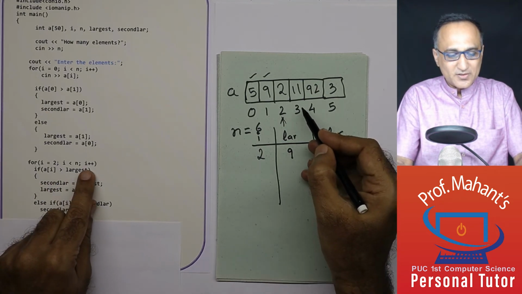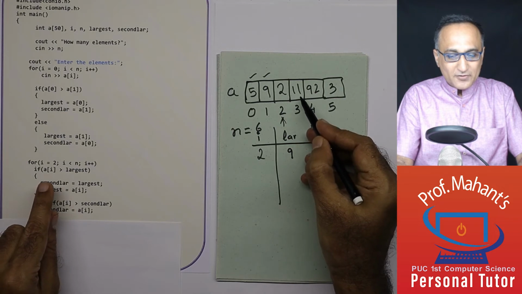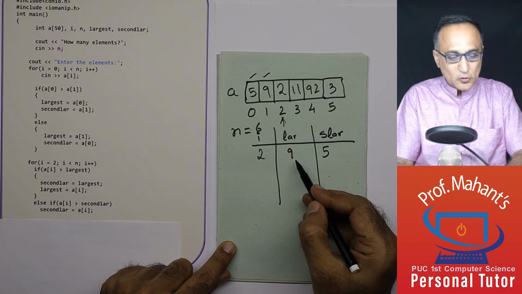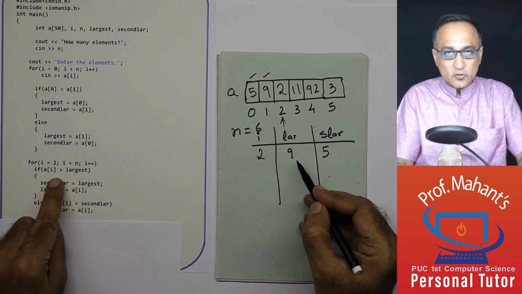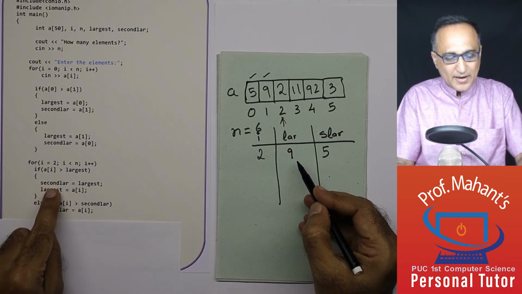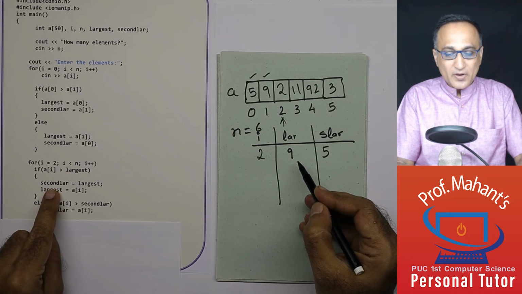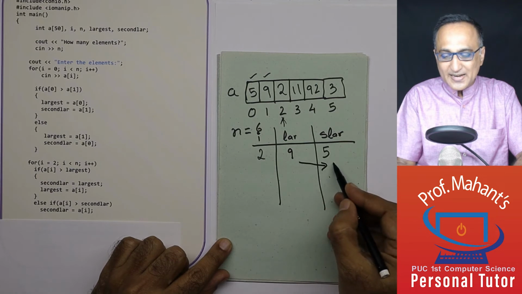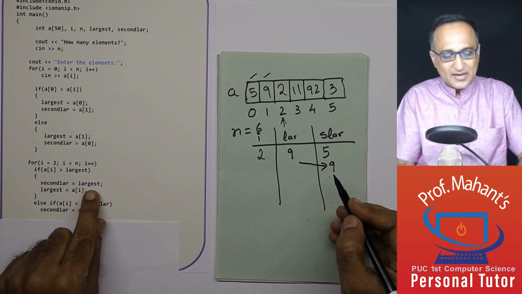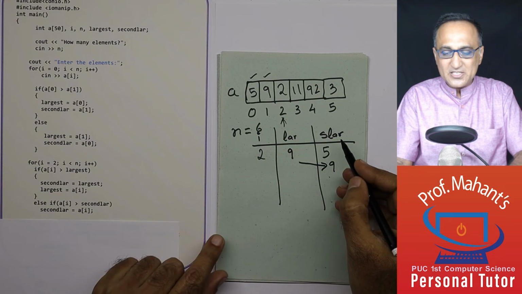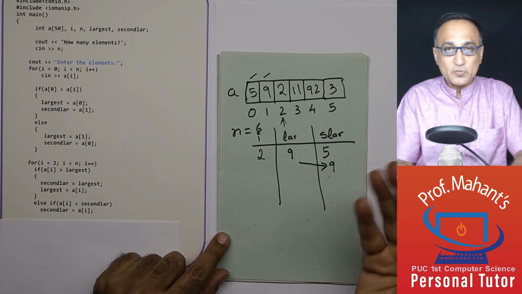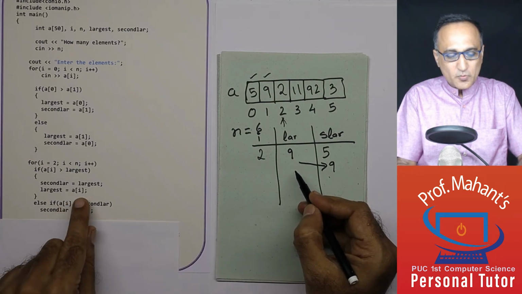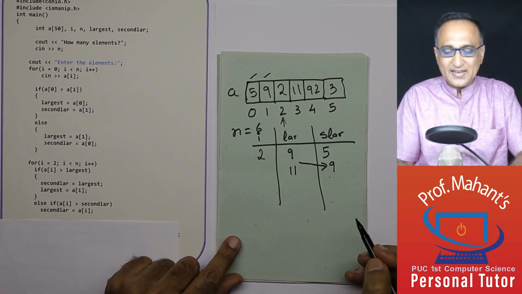I becomes now 3. Now a of 3 is 11. Is 11 greater than 9? Absolutely. So this condition becomes true. Once this condition becomes true, I get into the loop. So when I get into the loop, my old largest should become the new second largest. That's what I am doing here. Largest is copied to second largest. That means my new second largest happens to be the old largest, which is 9, and my new largest now is going to be a of 3, which happens to be 11.